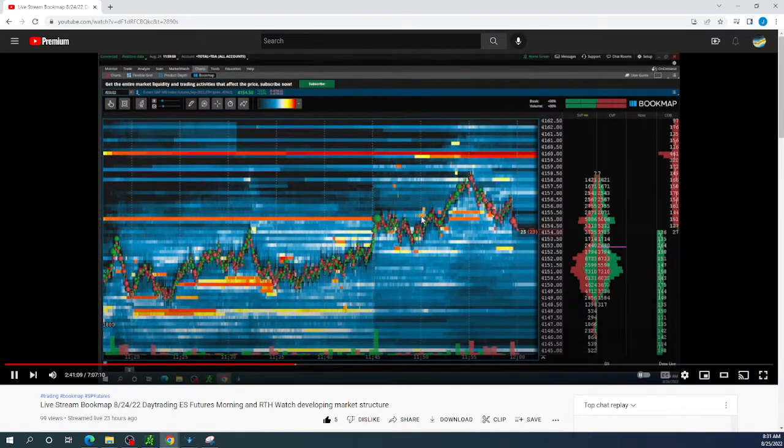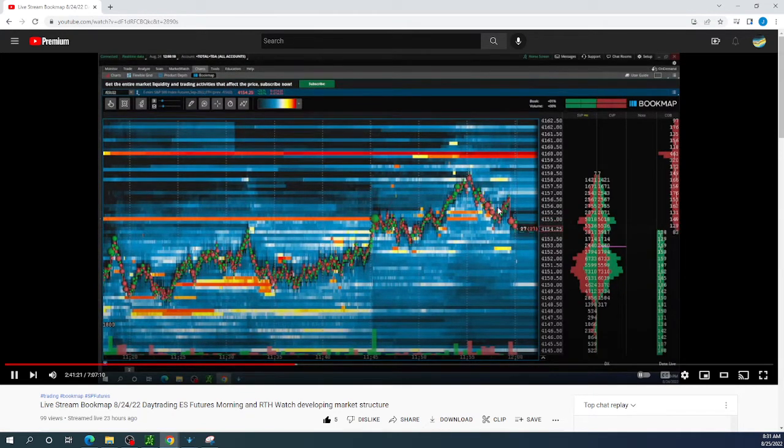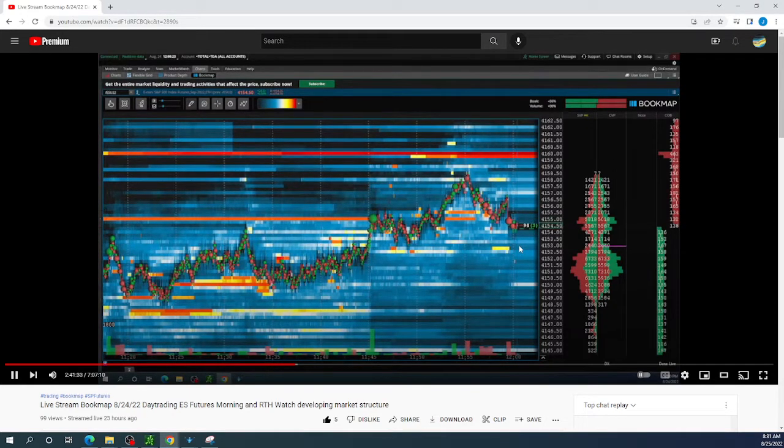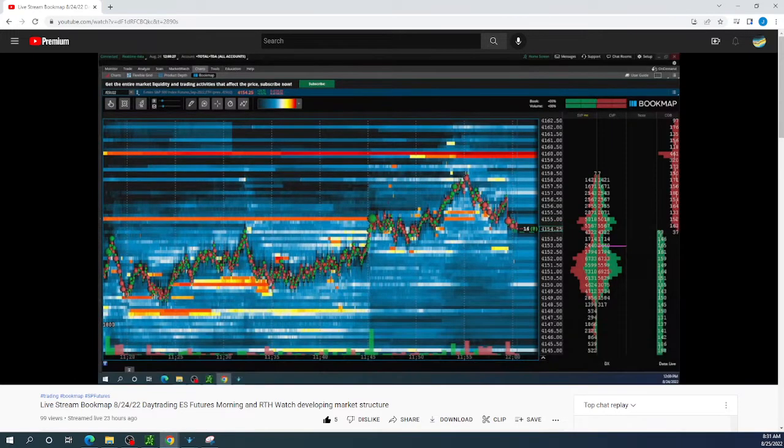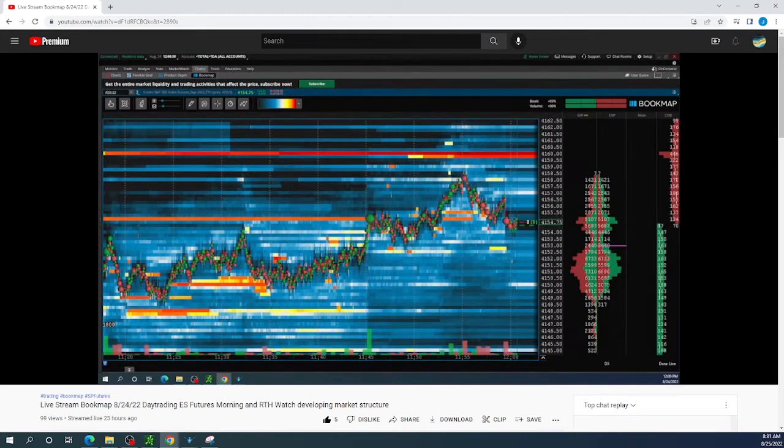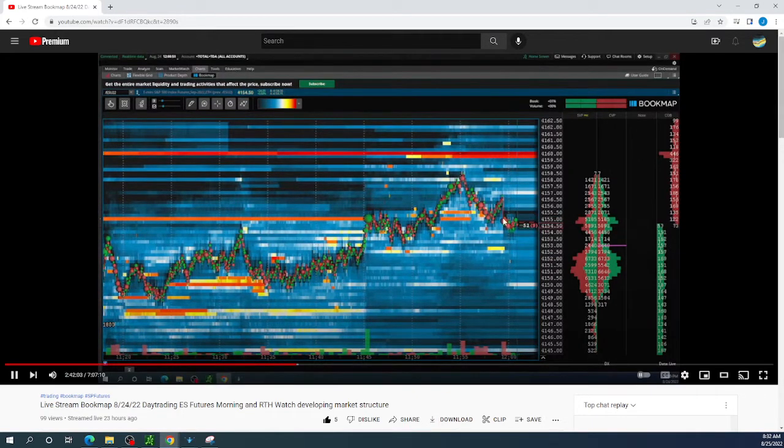Now one thing as we come up underneath that, one thing that I've noticed a whole lot is that we'll get flushes and then we'll have like a rubber band effect on the S&P 500 a lot. See this two-sided trade. And this gives you a clue.